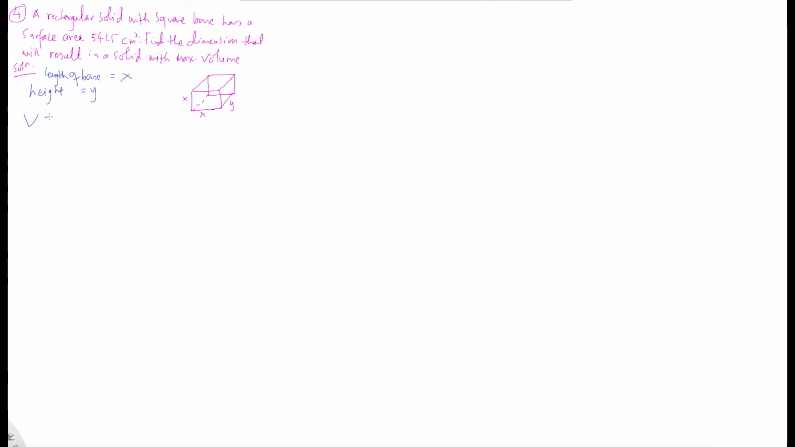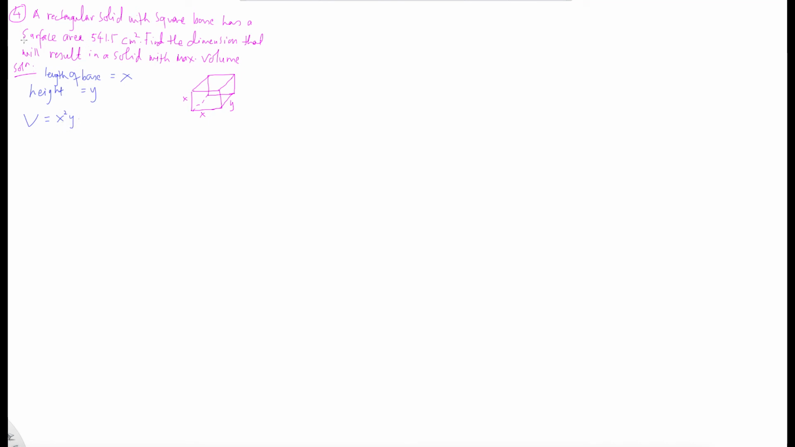Can you tell me what the volume formula is? Volume is base area times the height. So what is the area of the base? The area is x times x, x squared, and the height is y. So the volume will be x squared times y. But you want to maximize it. To maximize it, you must have either only x or only y on the right-hand side. But how do I replace y?